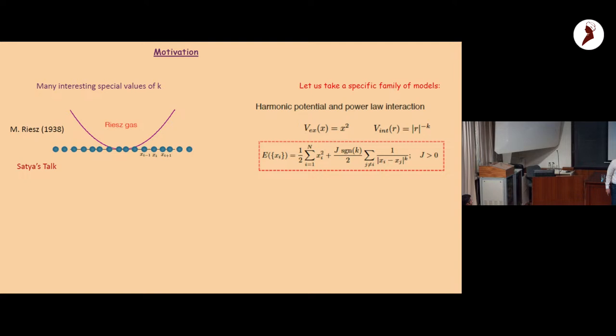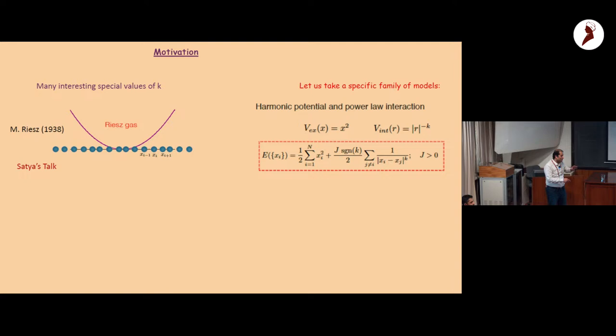So the particles are in a trap, and they repel via 1 over |x_i - x_j|^k. Correct. That's exactly right. So I'm going to discuss that.